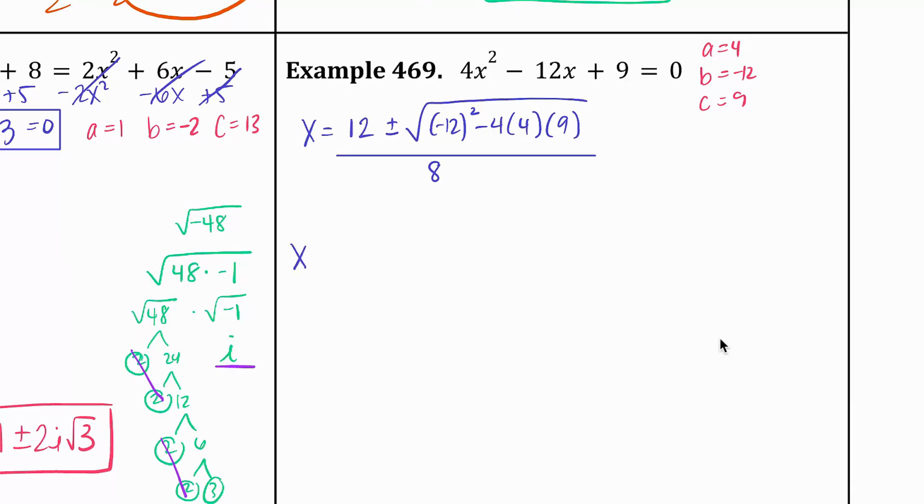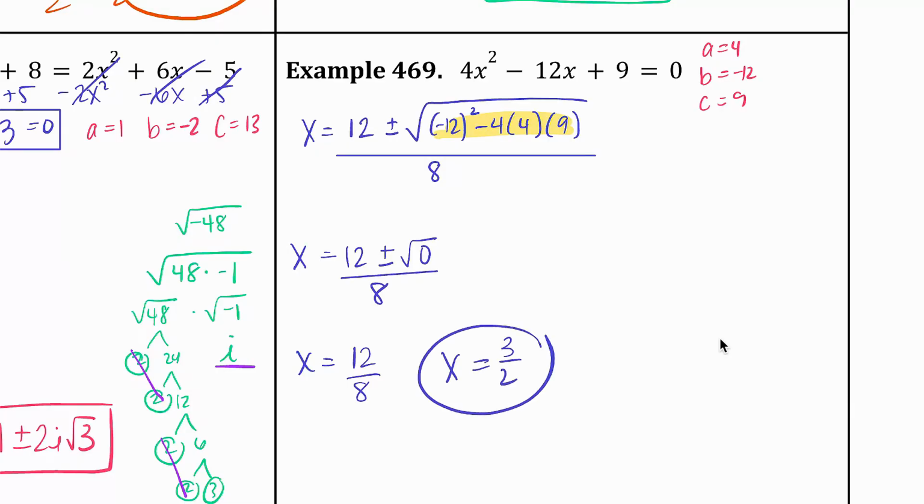All right, if we type just the inside in our calculator, we're going to get x equals 12 plus or minus the square root of 0. That actually gives us 0 inside of there, divided by 8. Well, the square root of 0 is just 0, so we really get x equals 12 plus or minus 0, or just 12 over 8. That will simplify to be 3/2. So we just have one solution here, and that solution is 3/2.